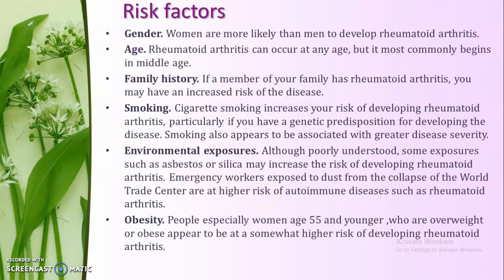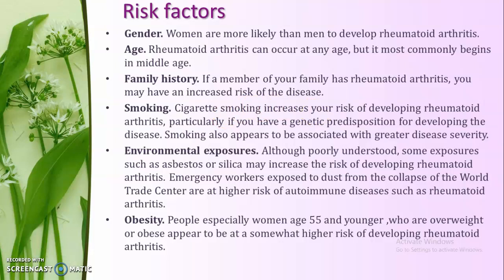Then what are the risk factors? In risk factors, you may consider the following points: gender, age, family history, smoking, environmental exposure, obesity. Gender: women are more likely than men to develop rheumatoid arthritis. Age: rheumatoid arthritis can occur at any age, but it most commonly begins in middle age. As I have told you, it may start at the age of 40. Family history: if a member of your family has rheumatoid arthritis, you may have an increased risk of the disease. Smoking habits: cigarette smoking increases your risk of developing rheumatoid arthritis.